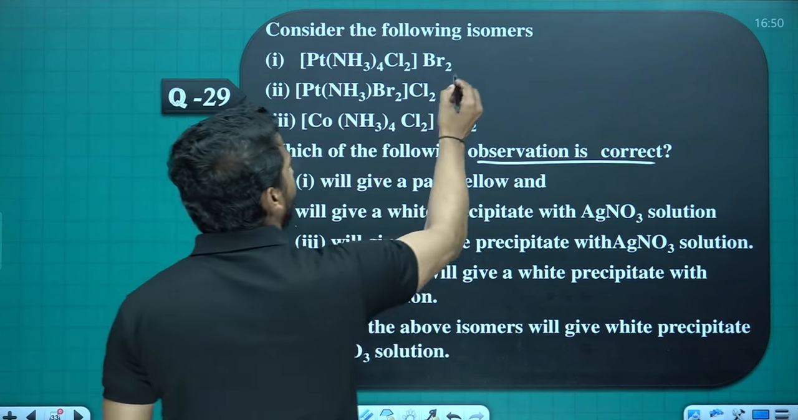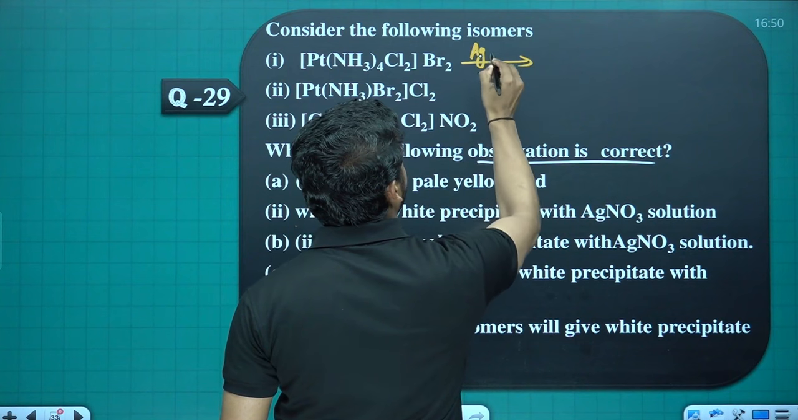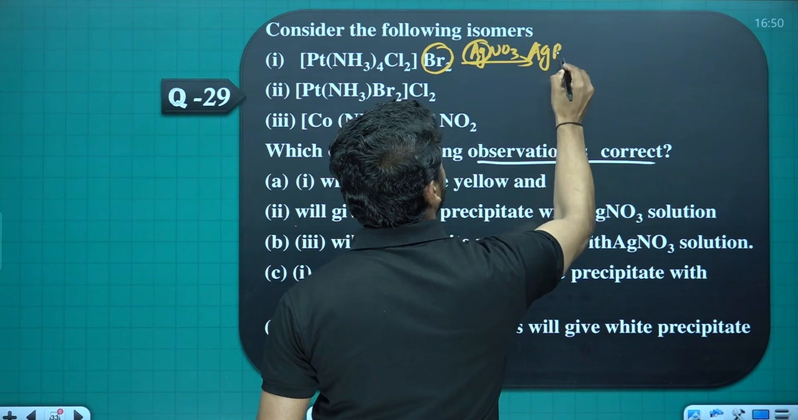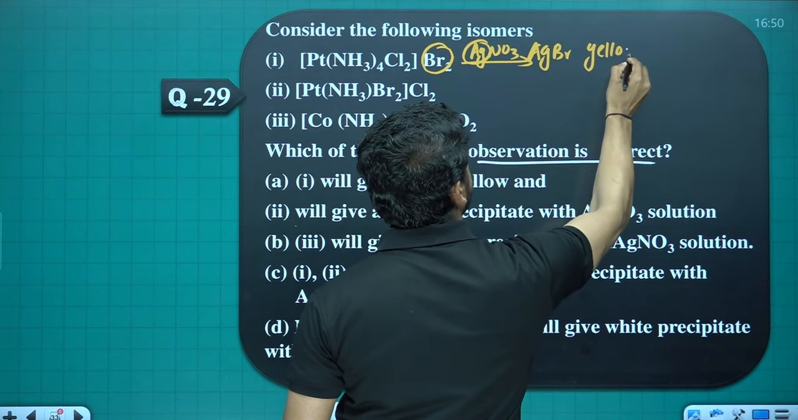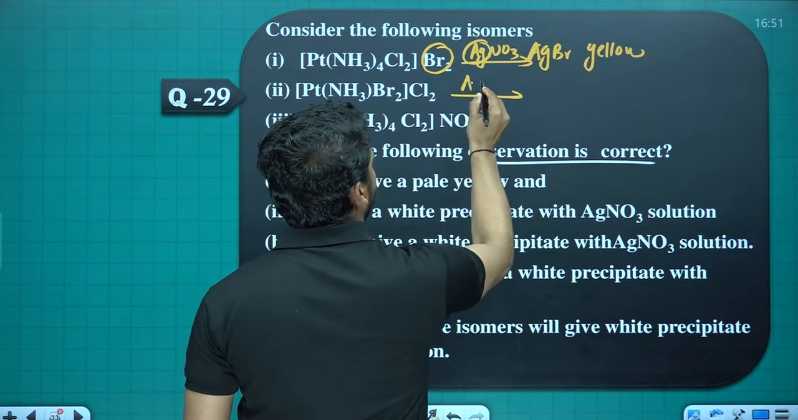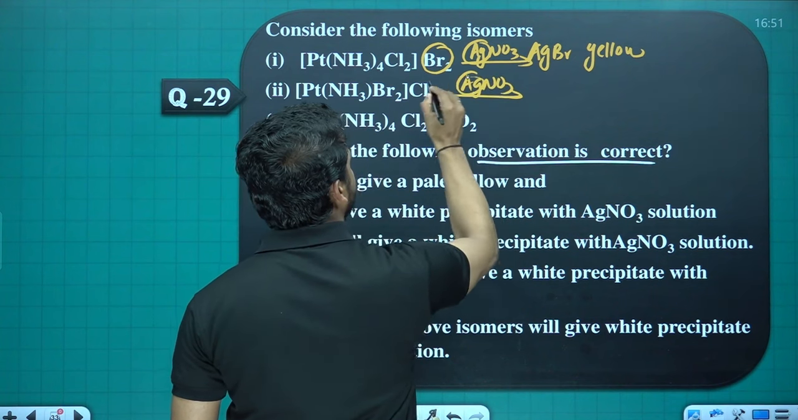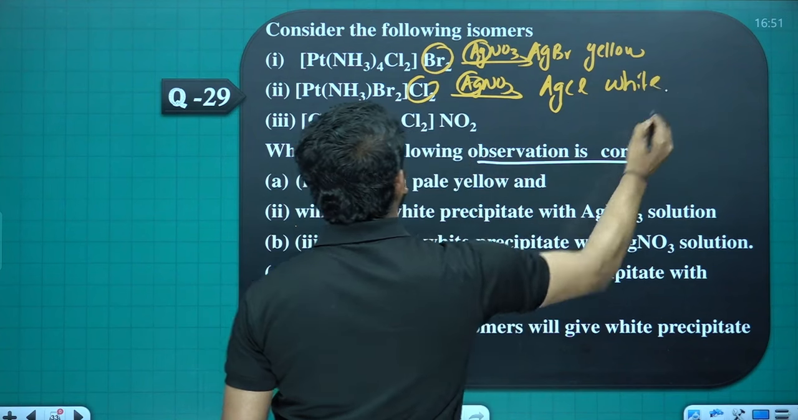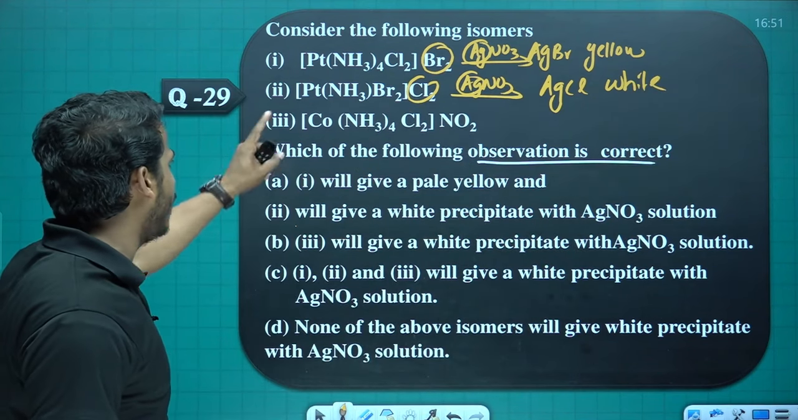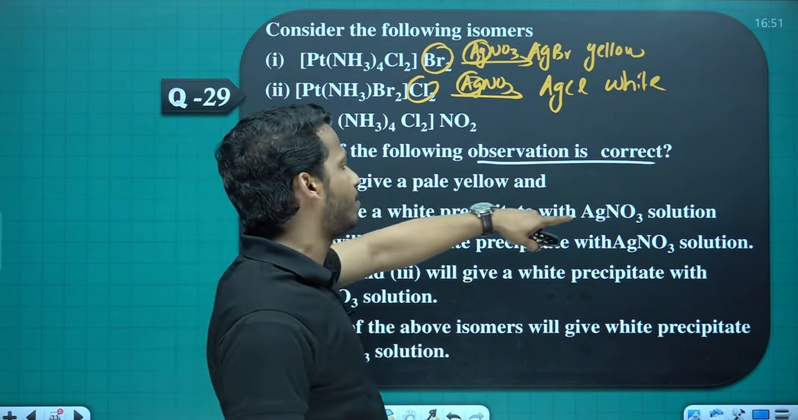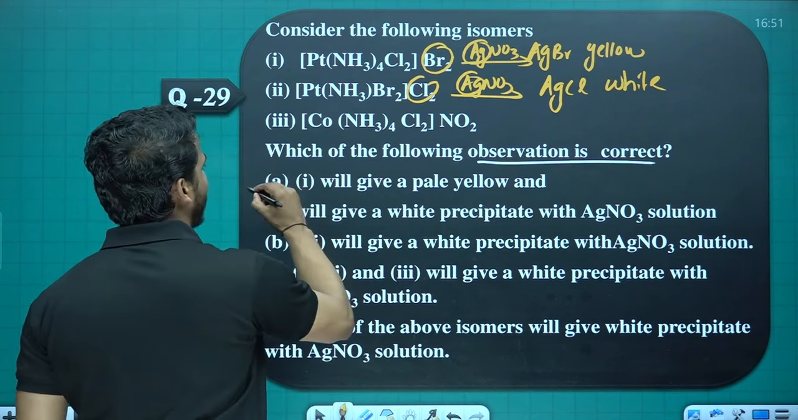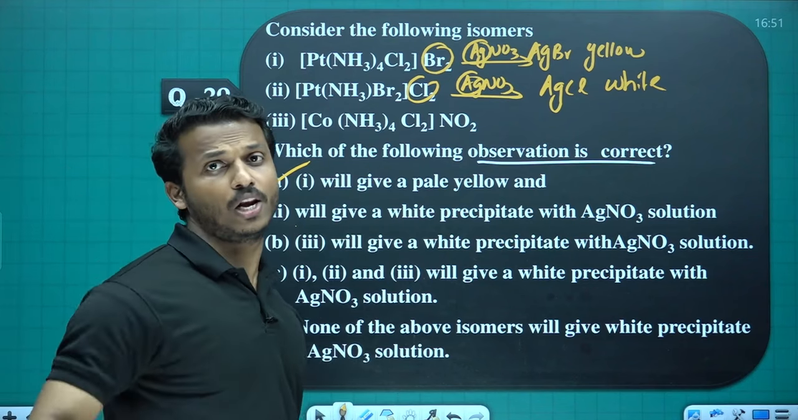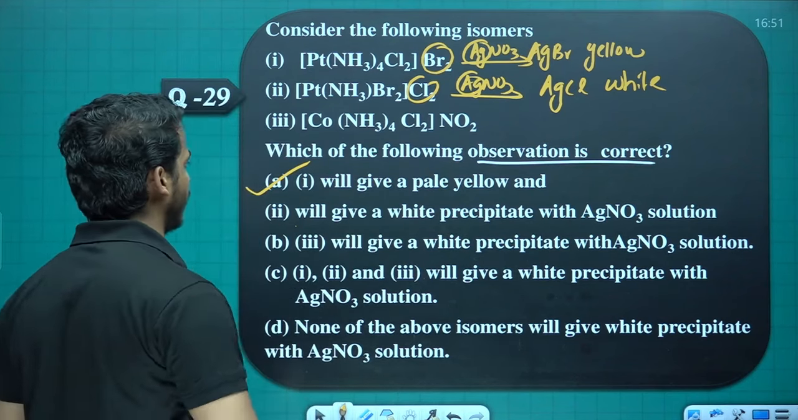If you treat it with silver nitrate, you will get AgBr, and AgBr color is yellow. If you treat this with AgNO3, you will get AgCl. Remember all, AgCl color is white. So the first one gives pale yellow and the second one gives a white precipitate with silver nitrate. Yes, that is correct. A is the correct one. Remember, AgBr is yellow in color, AgCl is white in color.